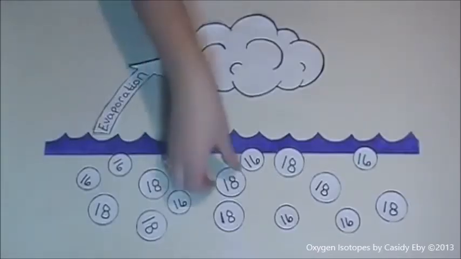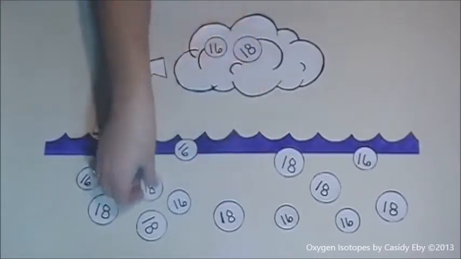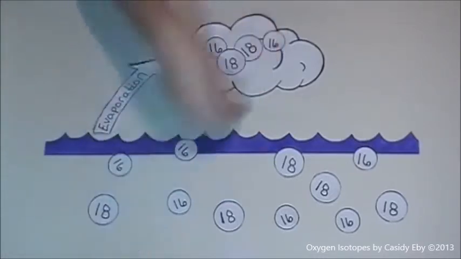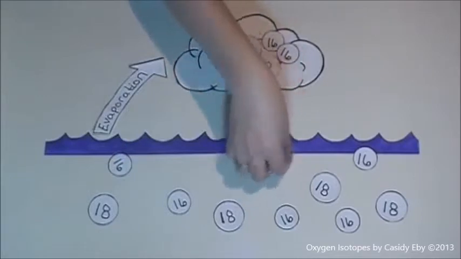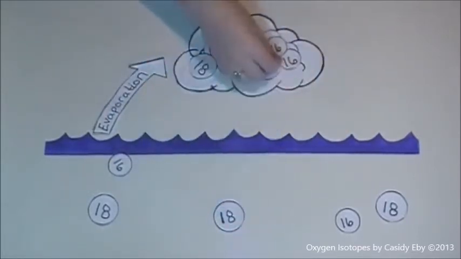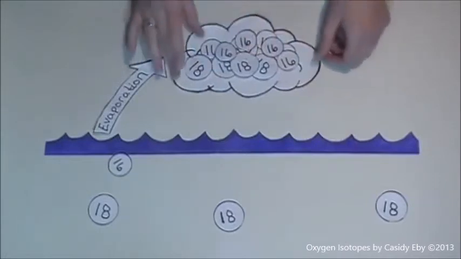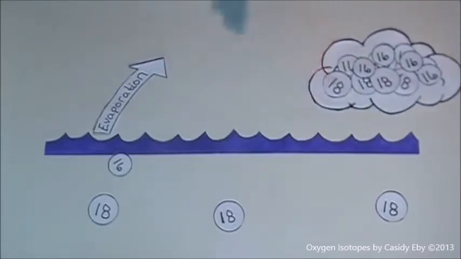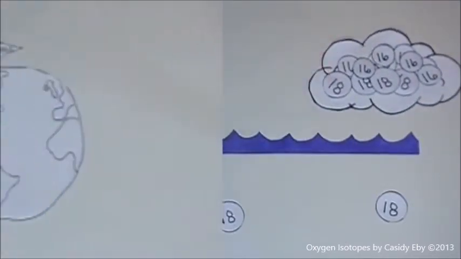Isotopes are atoms of the same element with different numbers of neutrons. Oxygen 18 has 2 more neutrons than oxygen 16, therefore it is heavier. Because oxygen 16 is lighter, more of it is evaporated out of the oceans, while greater amounts of oxygen 18 stay behind. This is called fractionation.